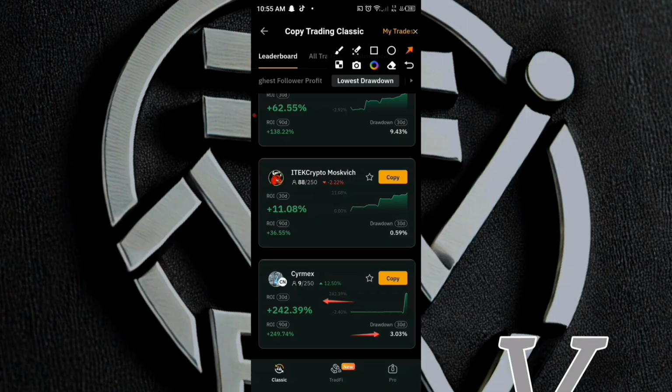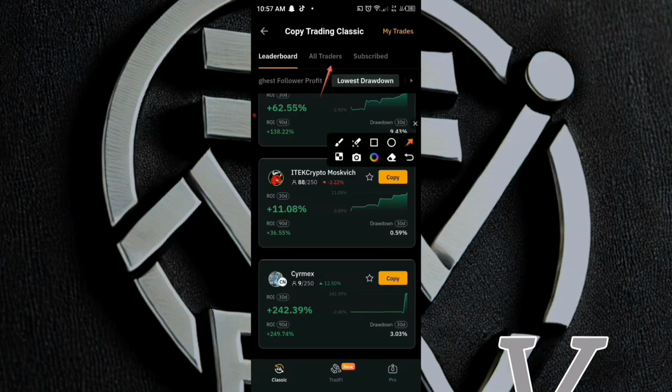Guys, that will be all I'll be sharing about the different categories you can go for. You are free to go with any category you feel is right or suitable for you. So guys, that's not all. In case you still want a better way to pick a trader to follow, come over to this section where you can see the all traders section.